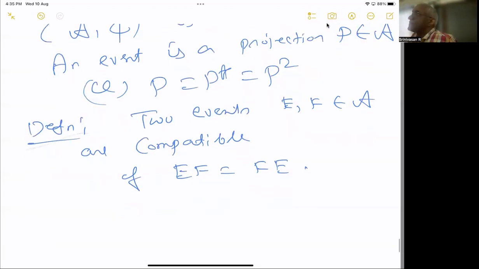Like if you do EF whole star, you get F star, E star. And then you already have F star is equal to F and E star is equal to E. E and F are projections. What is the question? E and F are events, right? Correct. So for E and F, E star is equal to E, F star is F. So EF whole star equals F star E star.